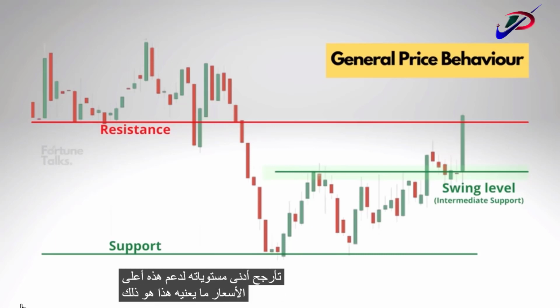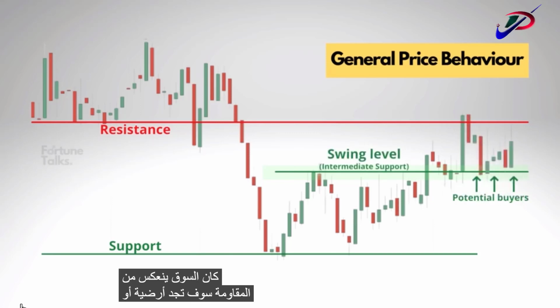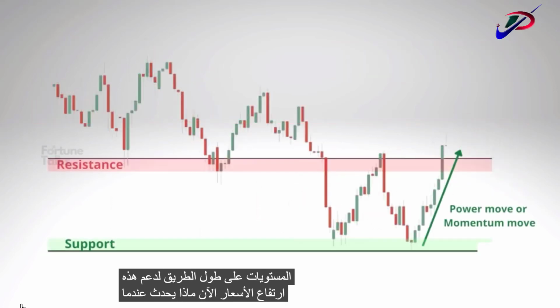What this means is that, for example, take the case of a resistance. If the market were to reverse from the resistance, it would find a floor or a support where potential buying pressure could push the price higher. These types of moves are more sustainable because they are a series of higher swing levels along the way to support these higher prices.